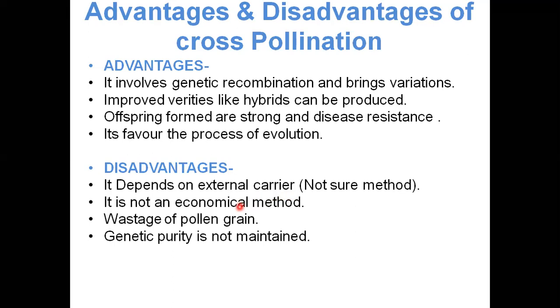It is not an economical method because the pollen grains are used in very large quantity. So it is not an economical method. It requires flowers that are scented, fragrant, and nectar-producing. That's why there is wastage of pollen grains in a large proportion. Genetic purity is not maintained as seed contamination will occur here in cross-pollination.